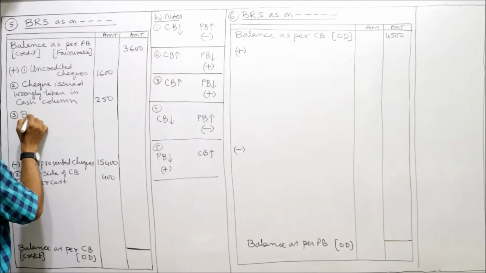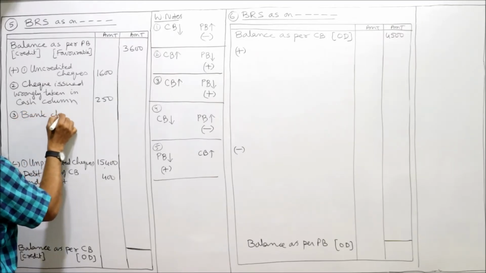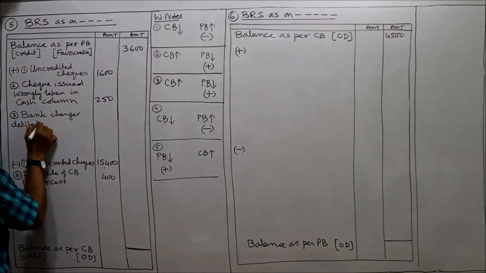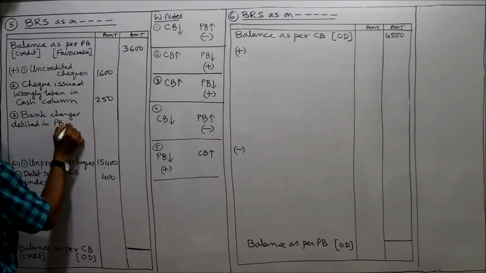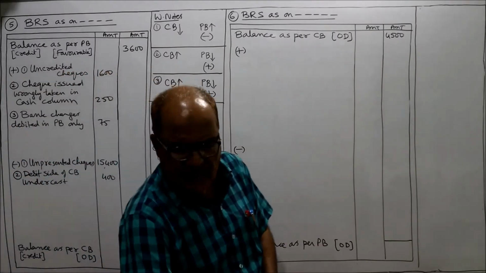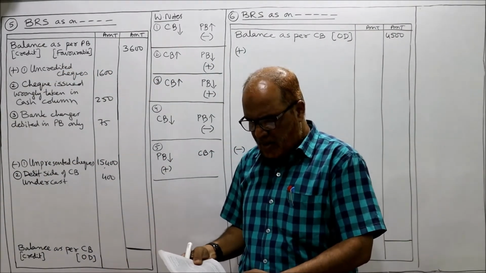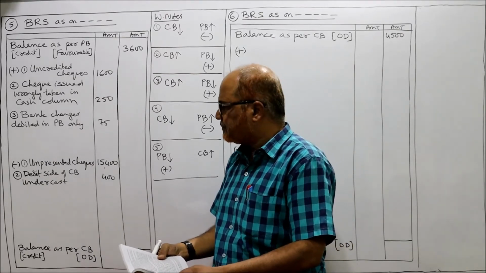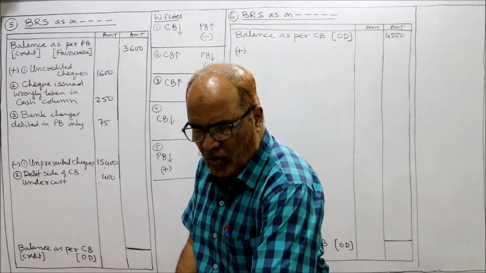Third, bank charges debited in passbook only, that is 75 rupees. That's all. 75 rupees is the bank charges debited in the passbook. That's all. We have taken all the items.